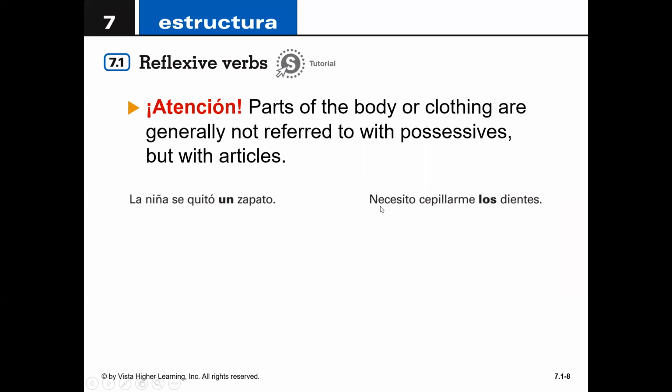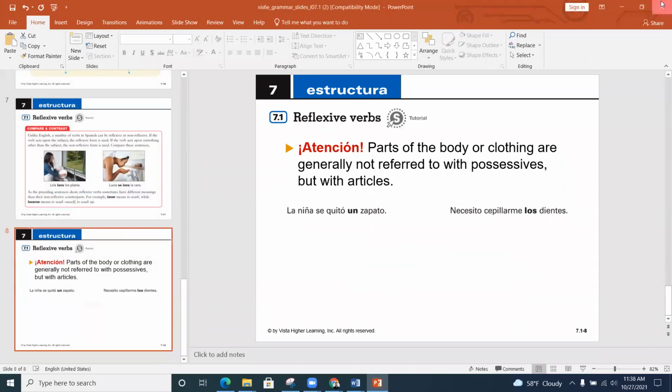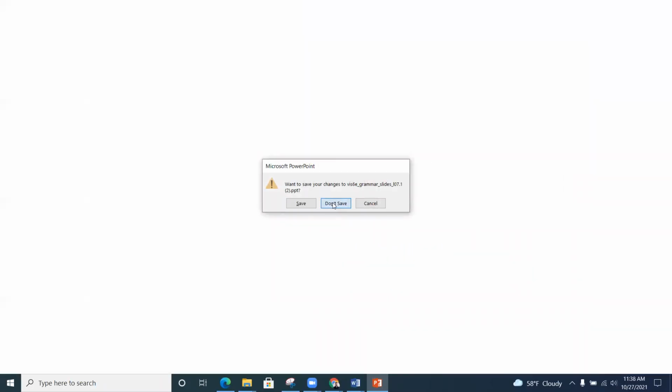So by using the article, it's still understood that it's saying her or his or mine or whatever. So for instance, here as well, necesito cepillarme los dientes, right? Whereas in English, you would say, I need to brush my teeth, because this would sound weird if you were doing a word for word. I need to brush the teeth. But in Spanish, it does not sound weird. In Spanish, that's how it's supposed to be said. And it's understood as I need to brush my teeth. ¿Vale? Ok, bien. Entonces vamos a cerrar esto y hacer algunas actividades.